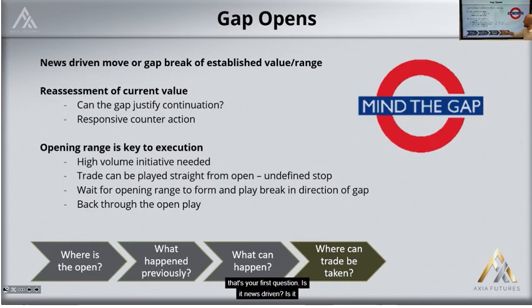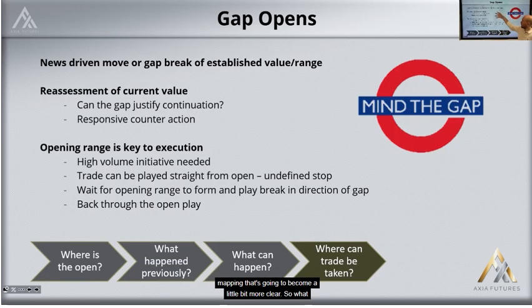So that's your first question. Is it news driven? Is it correlation driven? Is it positioning driven? And your next question then is also, have we actually moved away from where we're currently trading? Because unless we've moved away from where we're currently trading, it doesn't really change a great deal. And this is where understanding the bigger picture comes in. And when we look at mapping, that's going to become a little bit more clear.